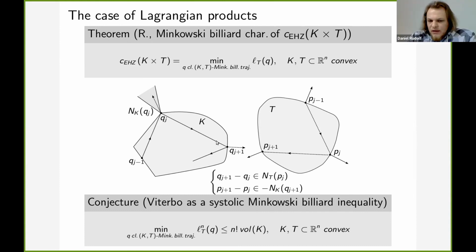So one only has to show that these conditions also hold if one replaces the smooth and strictly convex K and T by polytopes. And this is the reason for having here then normal cones, which are more than one-dimensional.